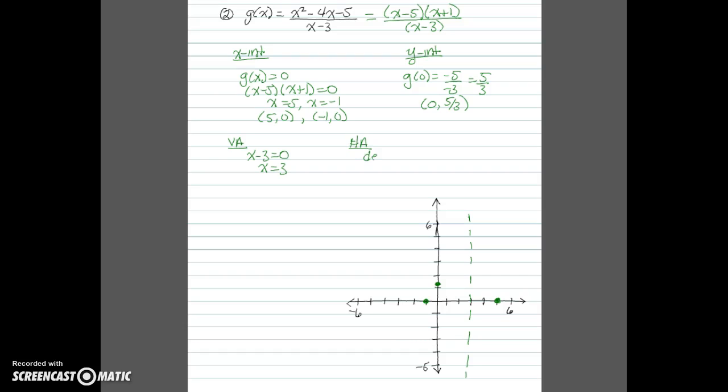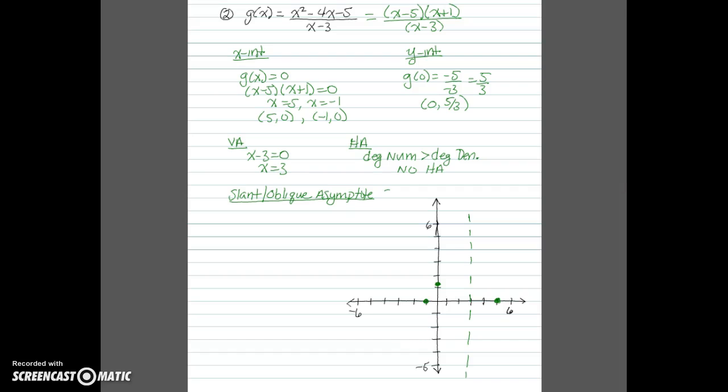Now we'll look at horizontal asymptotes. The degree of the numerator here is 2, the degree of the denominator is 1. That means the degree of the numerator is larger than the degree of the denominator, which tells us that we do not have any horizontal asymptotes. Now, since the degree of the numerator is 1 more than the degree of the denominator, we do have what's called a slant or an oblique asymptote. And once again, that's because the degree of the numerator is 1 more than the degree of the denominator.